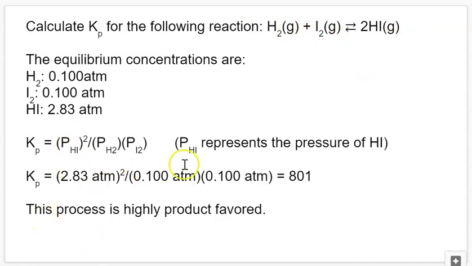And a common way that's expressed is with a capital P with a subscript of the chemical itself. So Kp is going to be equal to the pressure of hydrogen iodide to the second power over the product of the pressures of hydrogen and iodine gas. And then I can plug in my pressure values for each substance. And then I get 801, which is a pretty big equilibrium constant. So that means that this process is highly product favored.